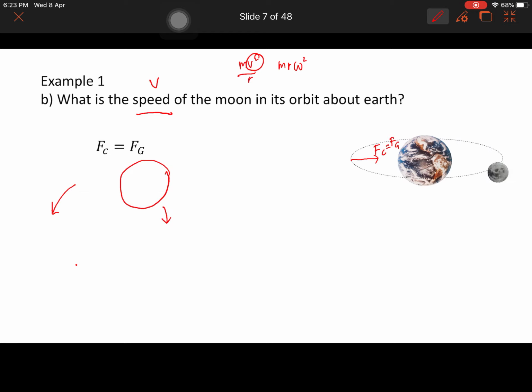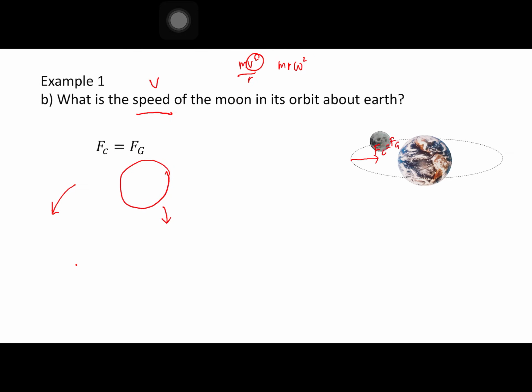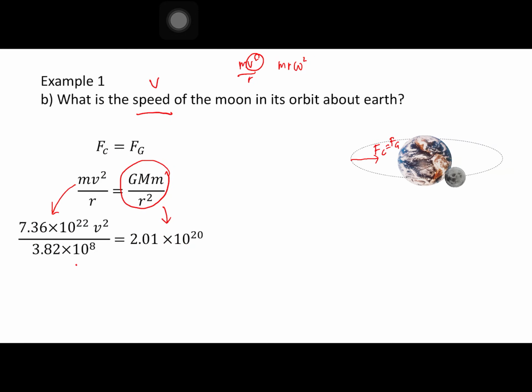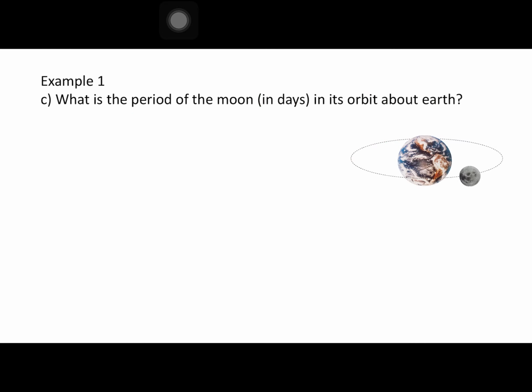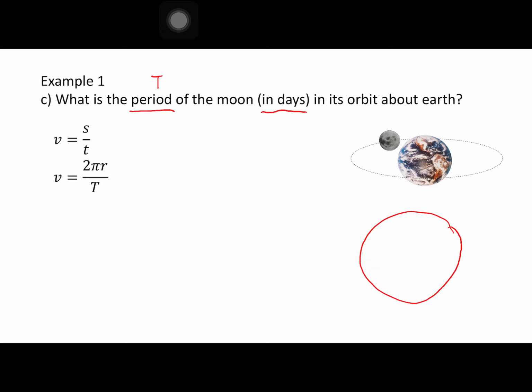Now so far all my values are given in 3SF, right? So my final answer must also be written to 3SF. Period. So note, please highlight, they tell you in days. Period is T. So what do I do? Since I know the velocity, and I know velocity would be displacement over time. What's the displacement? It's going in a circular motion, right? So the displacement will be the circumference, which is 2 pi r.